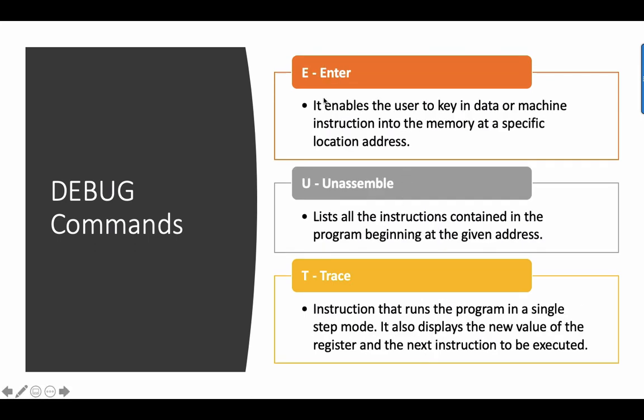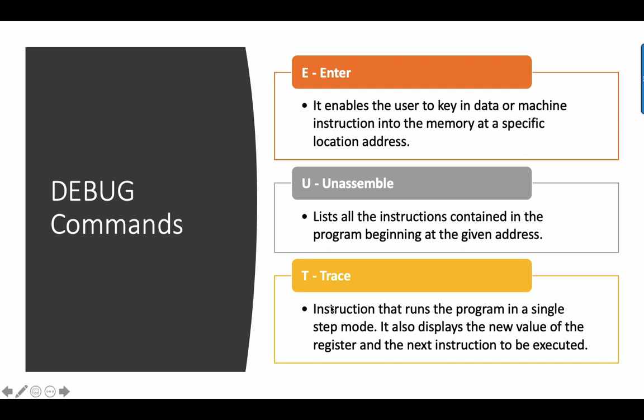Now, we have E for enter. It enables the user to key in data or machine instruction into a memory or specific location address. Next, we also have U, unassemble, that allows us to list all the instructions contained in a program beginning at a given address.